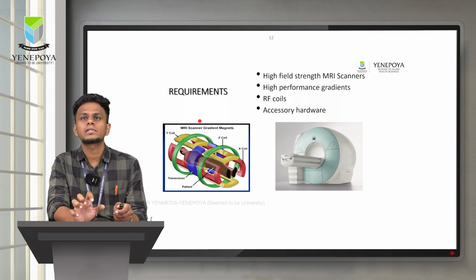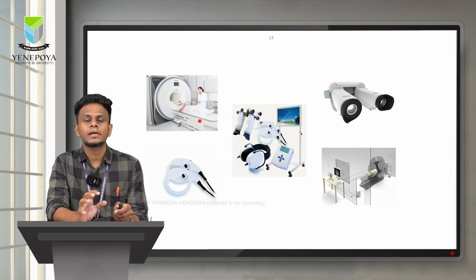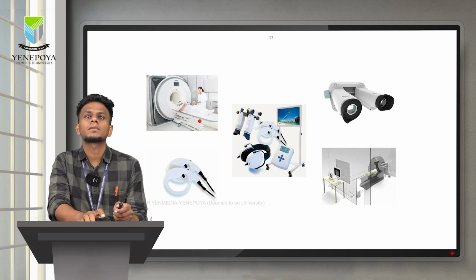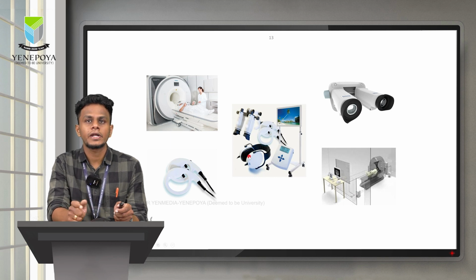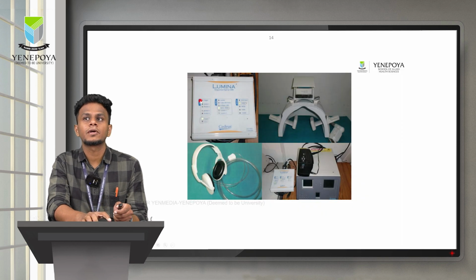Whatever the requirements for fMRI are, definitely you need a high field strength MRI scanner, a high performing gradient unit, and RF coils and accessory hardware. When I explain about accessory hardware, what is necessary is something called a paradigm setup. This paradigm setup comes with a lot of accessories: for vision, for motor activity the joystick control, and you need an earphone control whenever an auditory task is given. These different accessories are synchronized with something called a response pad.